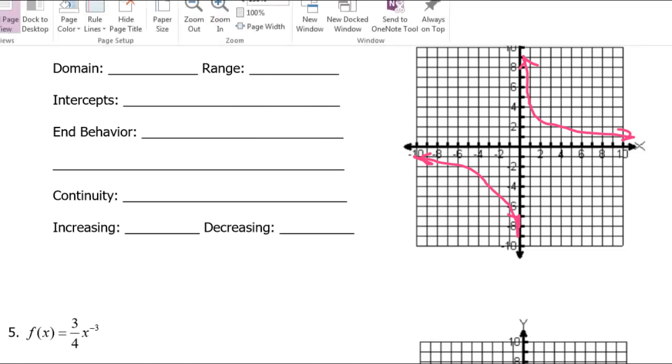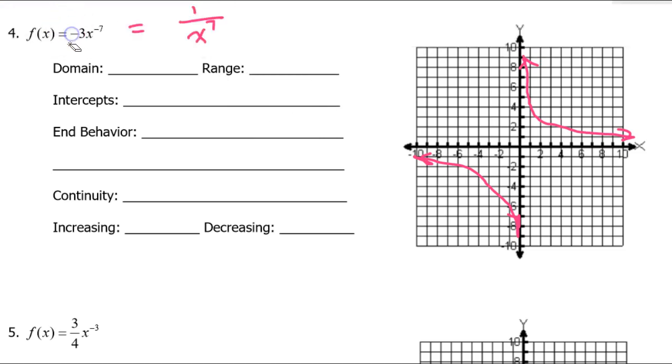Okay, however, all right, the 3 is not really going to change this because that's just a vertical stretch. But the negative is a reflection over the x-axis. So this needs to be turned upside down. So that's why the branches instead will be here and here.